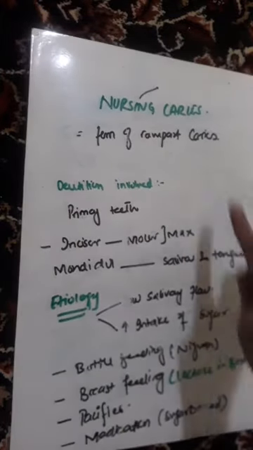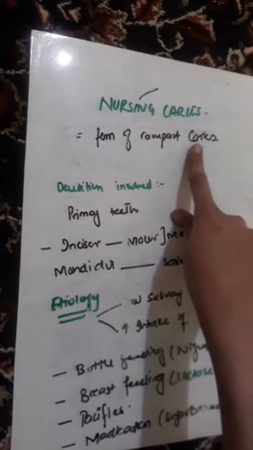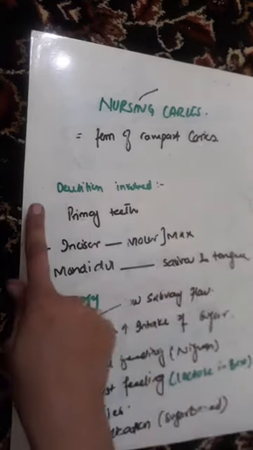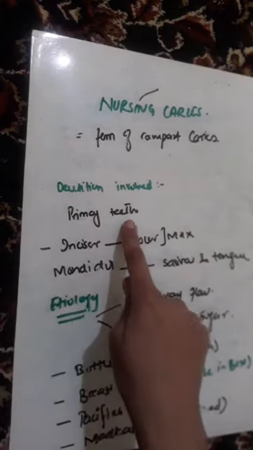Nursing caries is a form of rampant caries, but not the same as rampant caries. Rampant caries occurs in both primary and permanent dentition. The dentition involved in nursing caries, which is also known as bottle mouth caries, is the primary teeth.